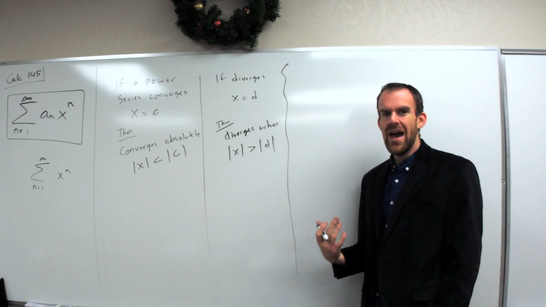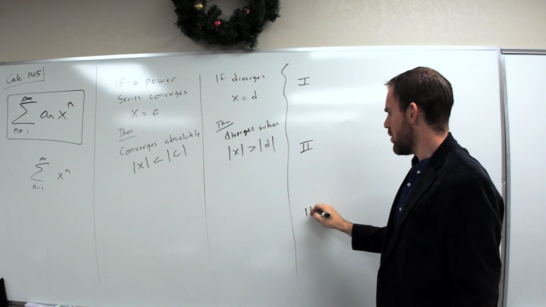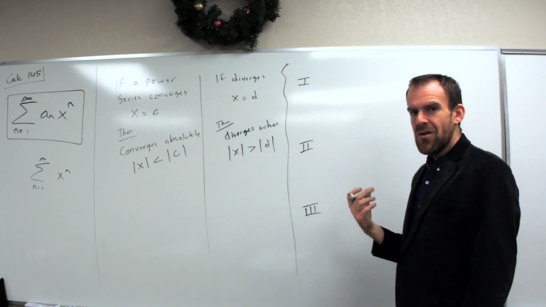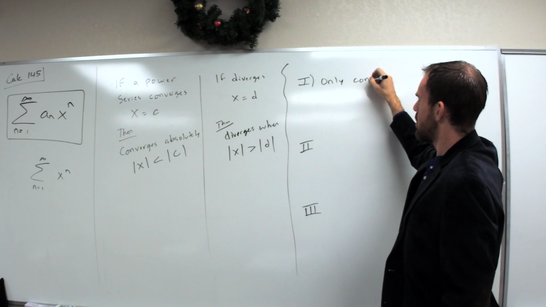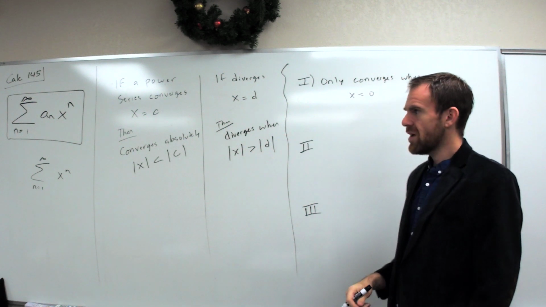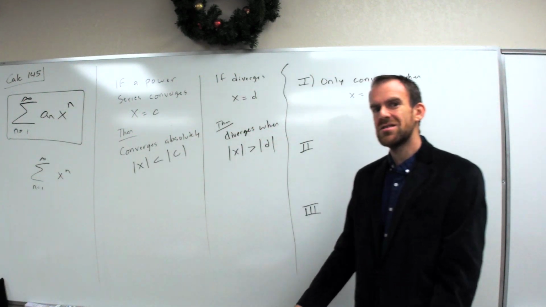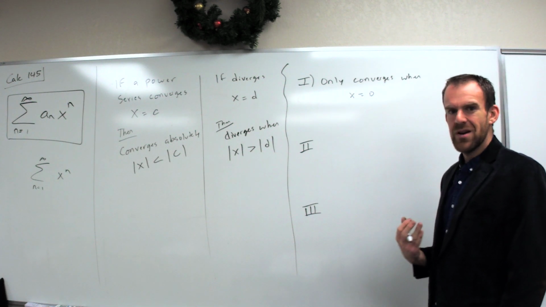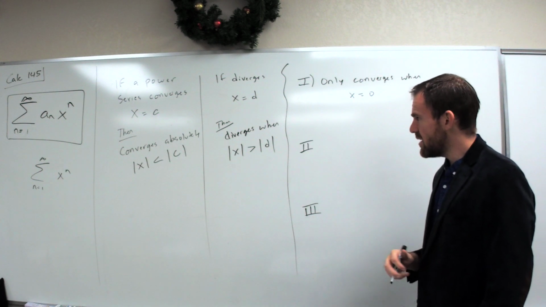Now let's talk about what's going to happen. We really only have 3 cases with a power series for these x values. The first case is that we find out that our power series only converges when x equals 0. Obviously when you multiply something by 0, that will always equal 0, so that's going to converge to 0. And so the worst case scenario is that it converges only when x equals 0. That's not bad.